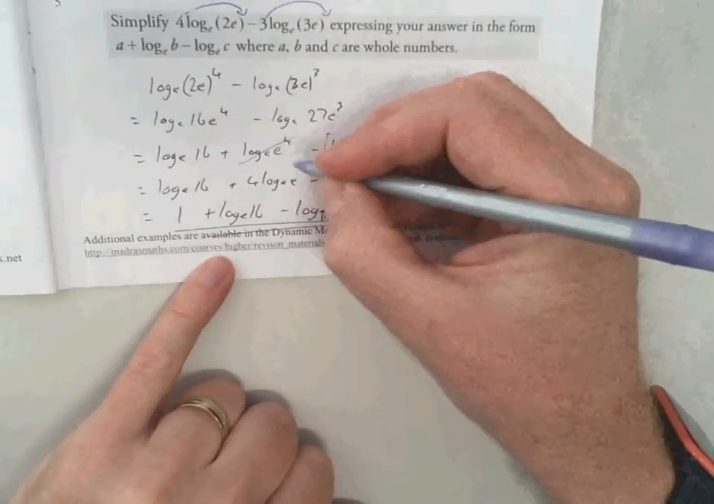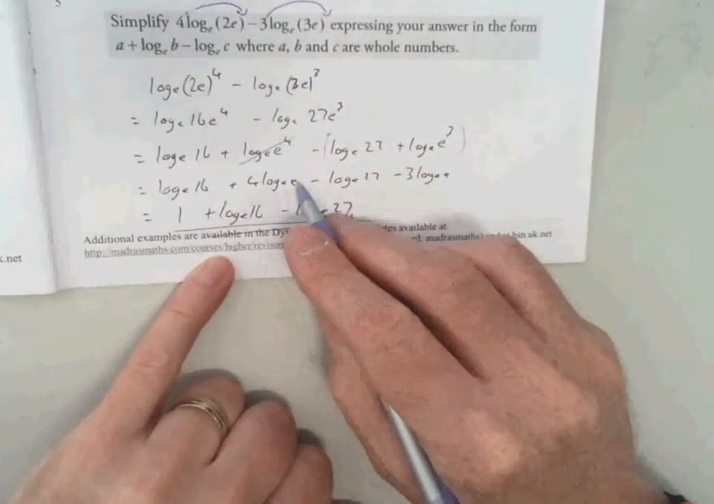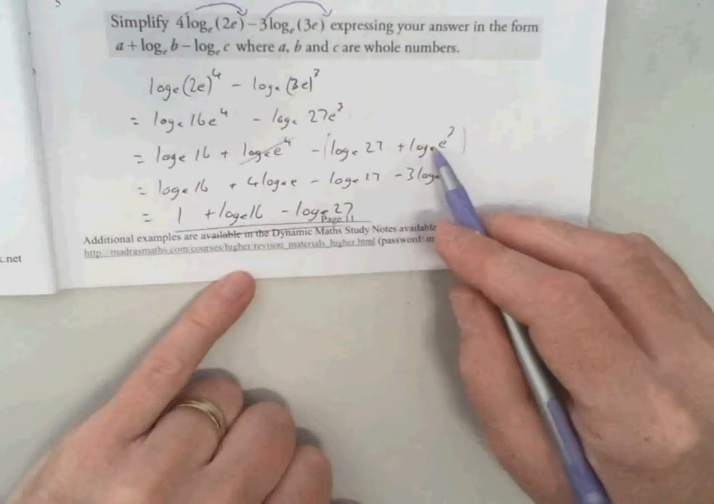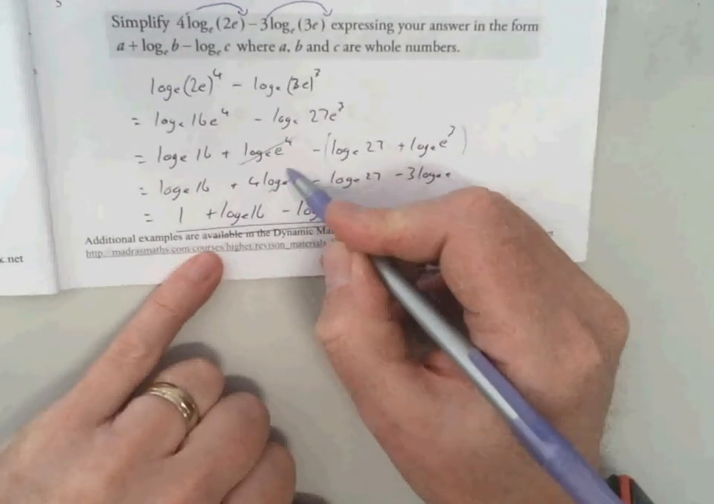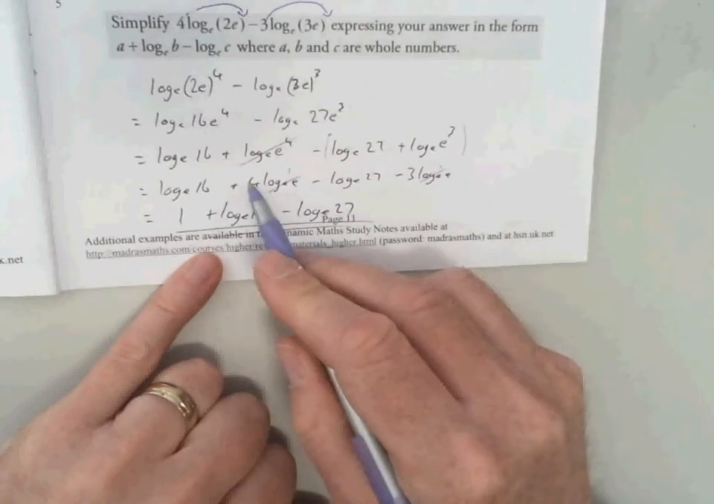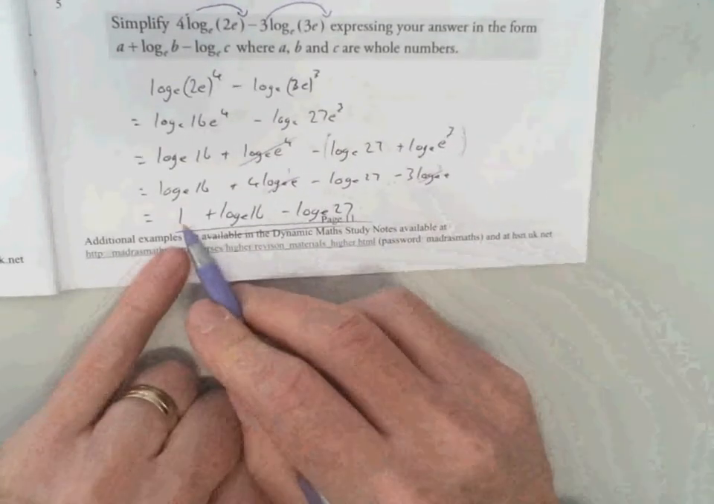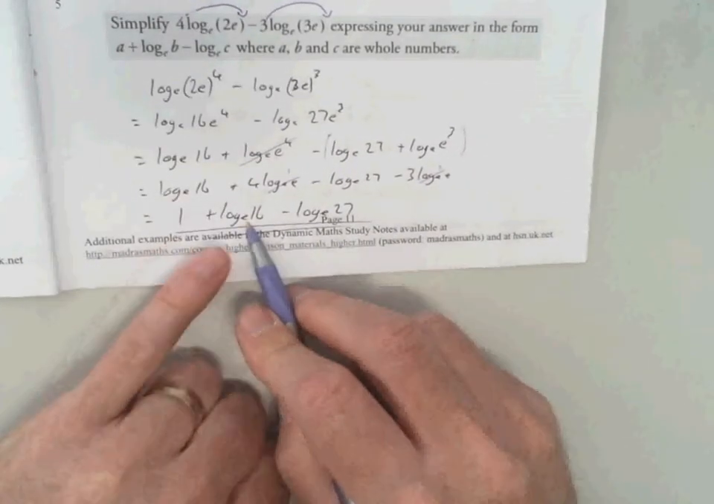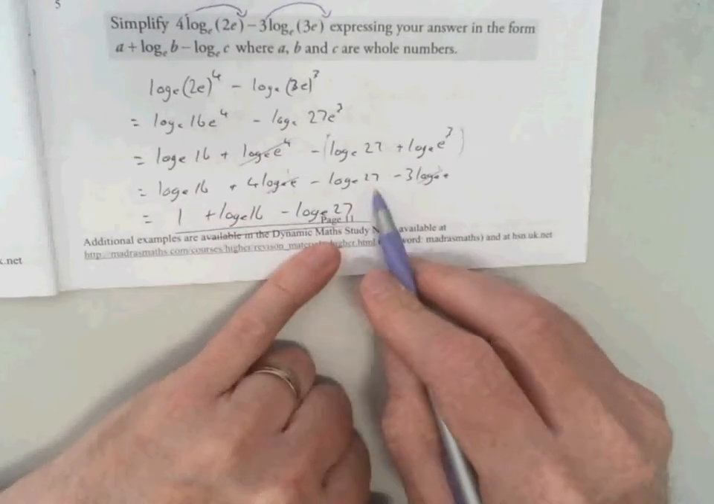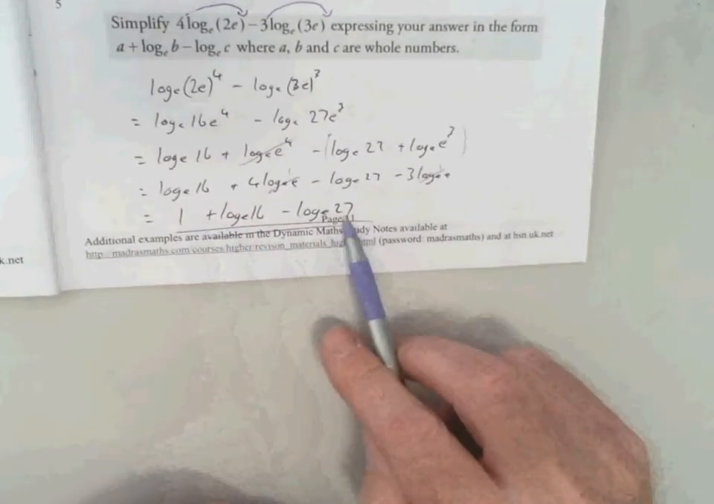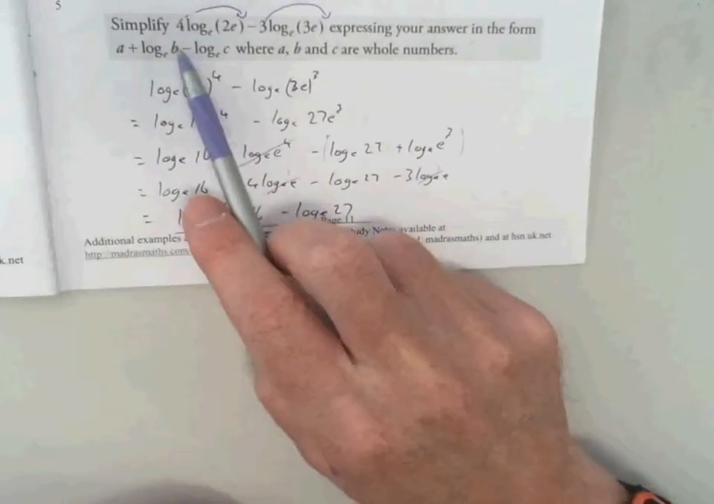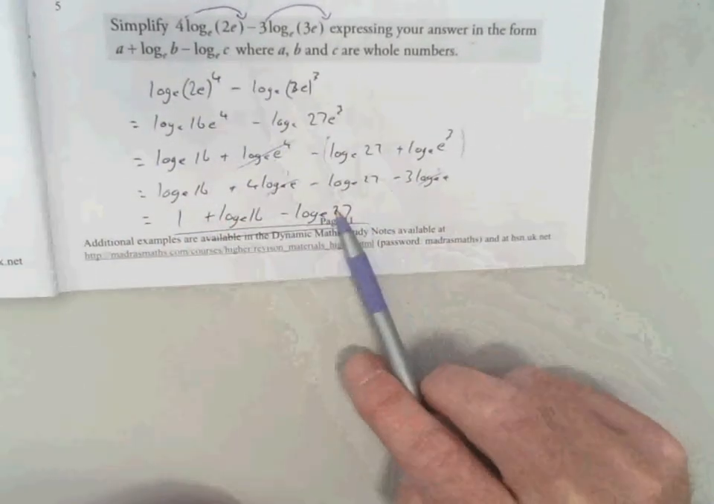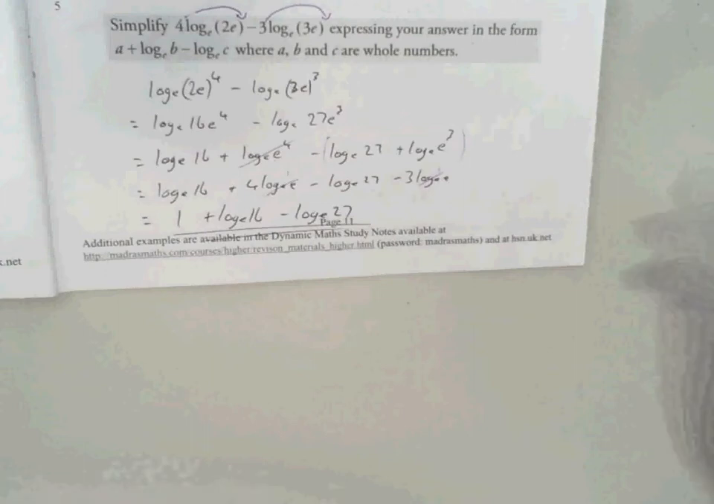Now I've got e to the 4 here, so I can make that 4 log e of e. I can make this 3 log e of e. So log e of e is just 1. So here I've got 4 minus 3, which is just 1. I've got log of 16 minus log of 27. Is that in the format we're asked for? Yes, it is. I've got whole numbers each time, so b is 16, c is 27, and a is 1.